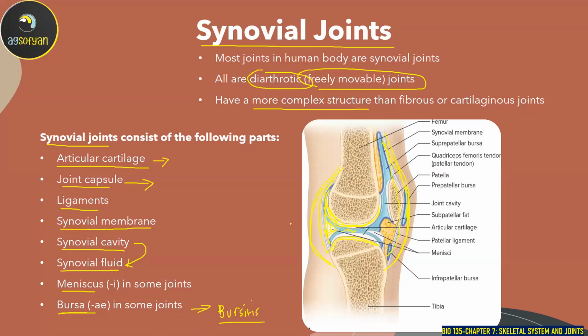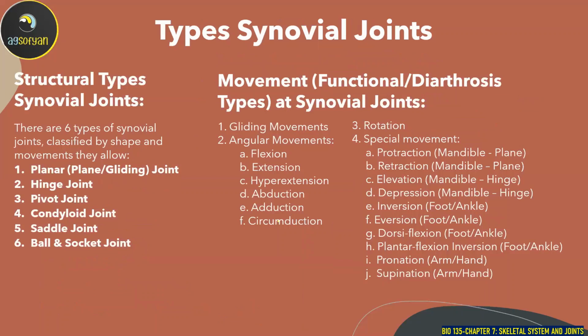Okay, so this is the components of synovial joint. Now, there are several types of synovial joint, and based on the structure, there will be six types of synovial joint. The first one is called the plane or planar, or sometimes it's also known as a gliding joint, because it gives movement of gliding or rubbing between the bone on this type of joint.